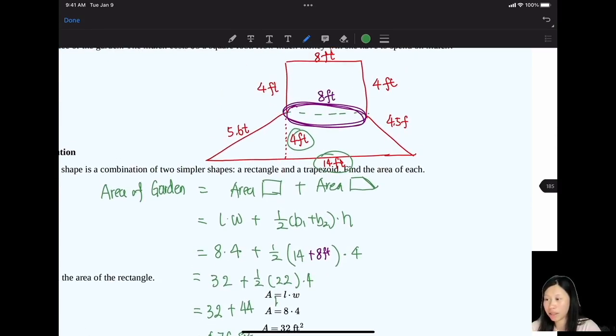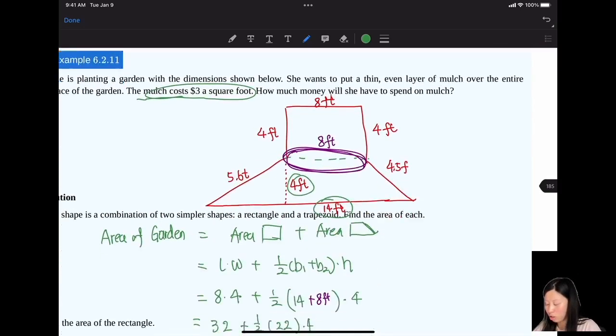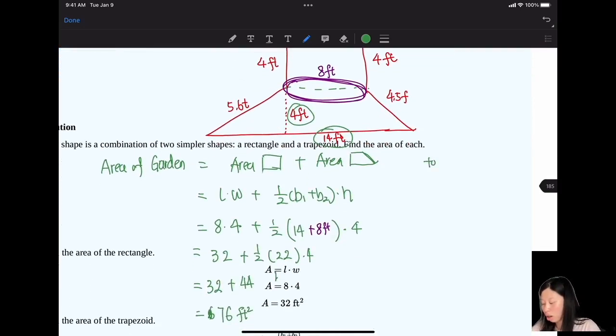What they want to ask us is how much do we need to spend on the garden. So we know that the mulch costs $3 per square foot. So that means the total cost of the mulch equals 76 times 3, which is $228.